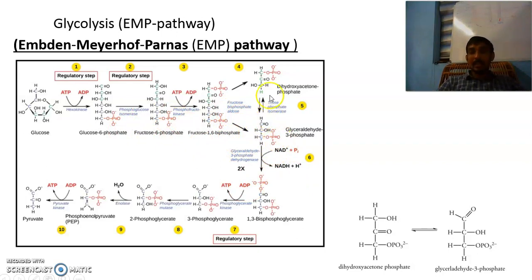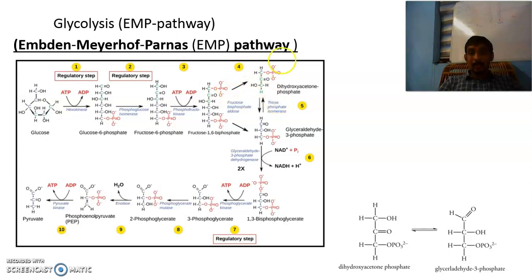During the fifth step, this DHAP and glyceraldehyde 3-phosphate are interconvertible. They can convert into each other. That conversion is possible with the help of an enzyme called triose phosphate isomerase. That is the fifth step. So up to the fifth step, the cell is not producing energy, but the cell utilizes 2 ATP molecules. That is the first and third step.